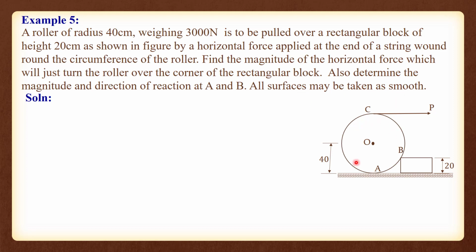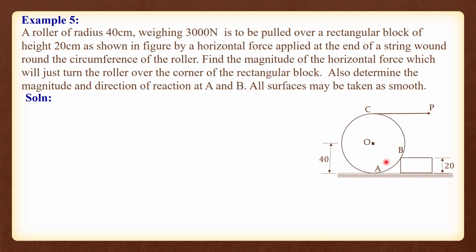So here you can see a roller which is pulled over a rectangular block by a horizontal force applied at point C. So when the roller is about to turn over this rectangular block, there will not be any contact between the roller and the surface, right? So here there will not be any contact. So how many contact points will be there? There will be only one contact, that will be at B.